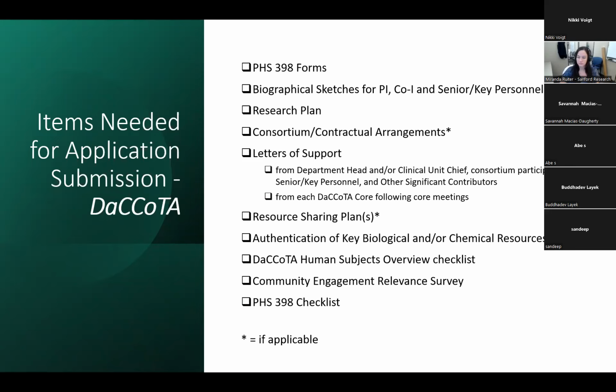And what you'll notice is that quite a few of these are only included if applicable to your project. And that's determined if you have human subjects, if you have clinical trials, if you have vertebrate animals. And a lot of this is also determined as you're working with the DaCCoTA and your project teams. And we'll go to the next slide.